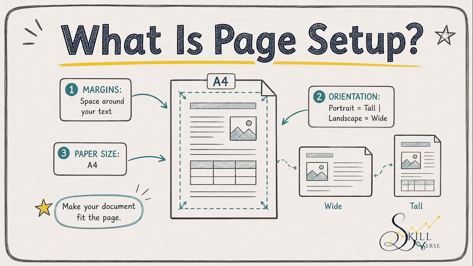First is margin, the empty space around your text. Second is orientation, portrait means tall and landscape means wide. And third is paper size, almost always A4 in India. Simple, but most beginners never touch this. For the ones who do, the documents look instantly better.